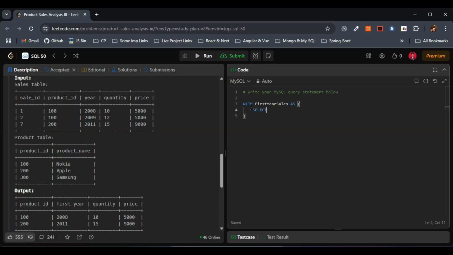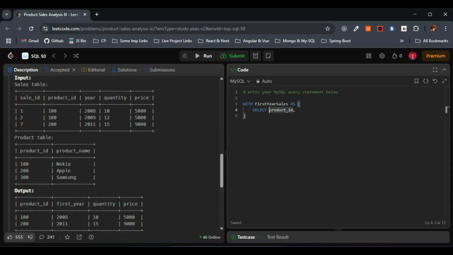So let me go with the select here. Select product ID. Based on the product ID itself, we are going, right? Let me copy this and paste it over here, product ID. And if you remember in the approach, I said we will be making use of the min keyword, min of year as first year, right? So minimum means it will consider the first one that is present accordingly with the product ID.